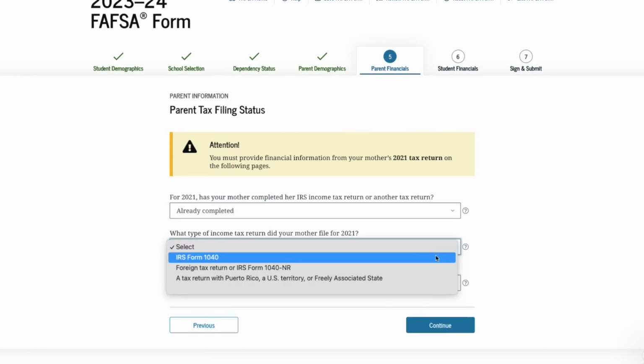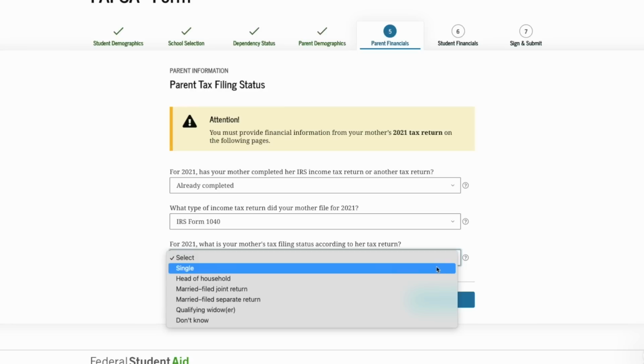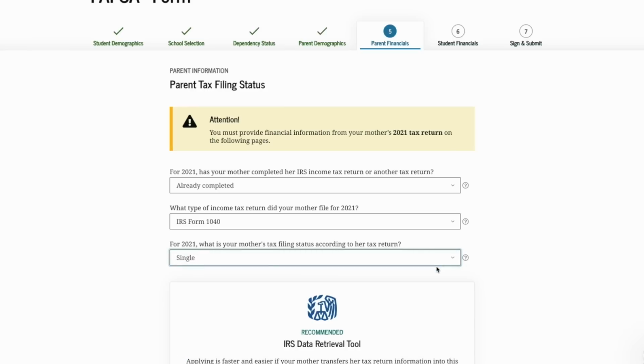She used IRS Form 1040, which is the dominant form most US citizens use. And you have to find your mother's tax filing status, which is checked at the top of the tax form. In this case, she's not remarried, so she files a single tax return.